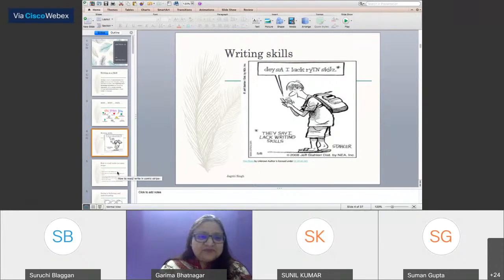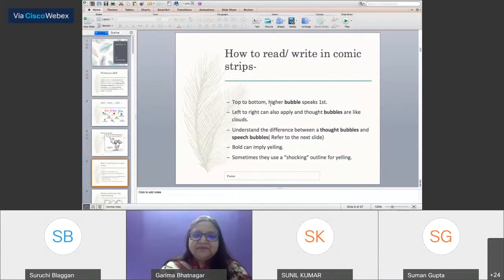So this is a cartoon and I'm talking about cartoons. So let's start with cartoons. This is a comic strip. So in a comic strip, we need to tell our students that there are different bubbles in a comic strip. The higher bubble speaks first.